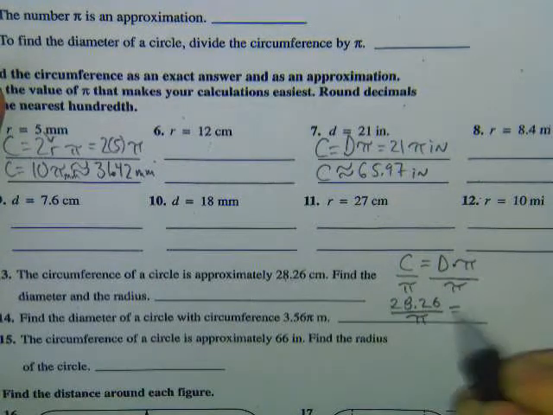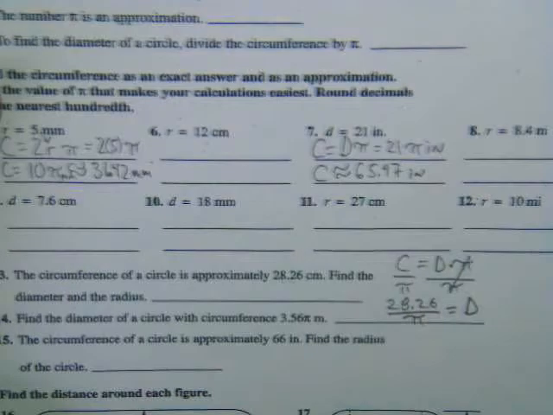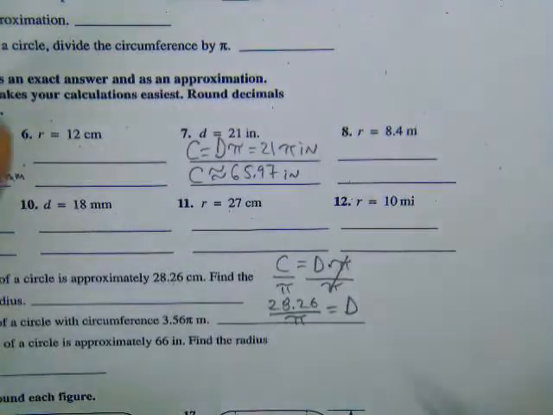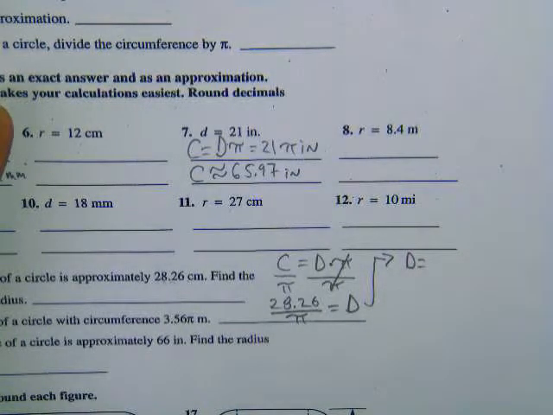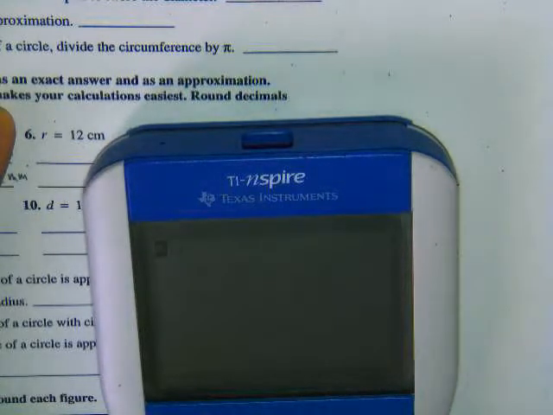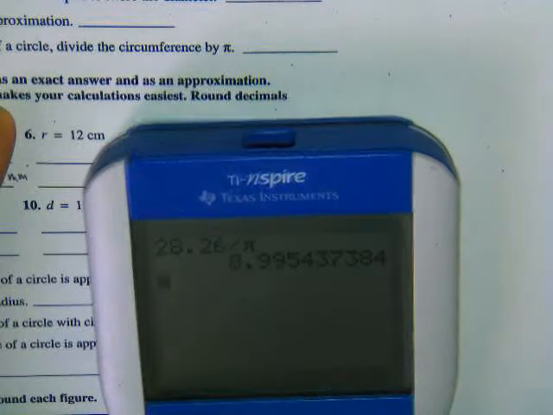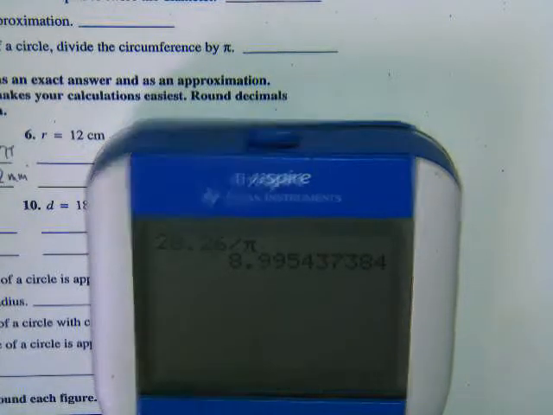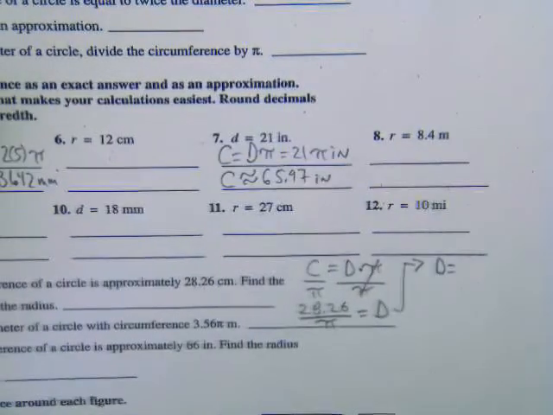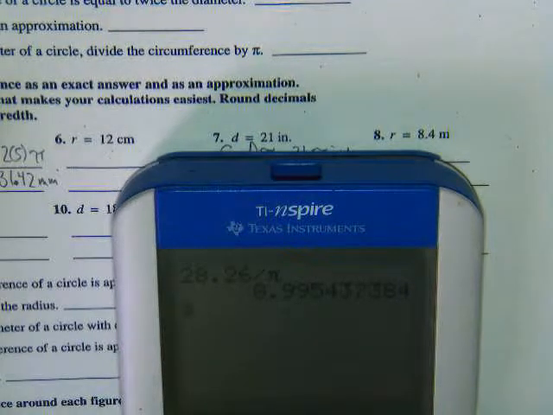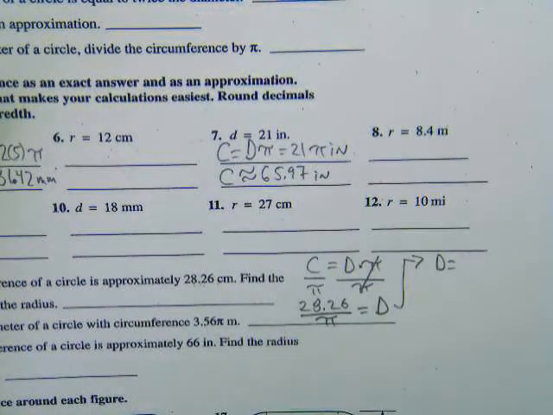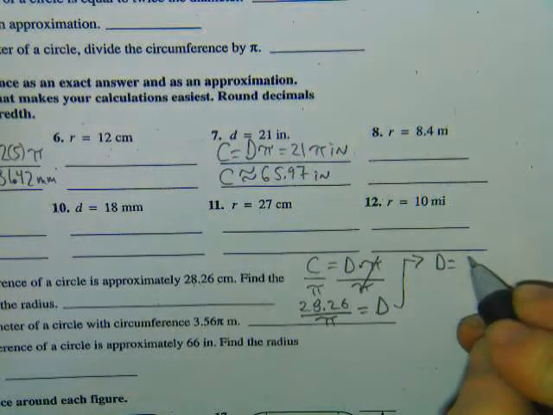By pi, those will cancel, is equal to d. Okay, so let's pull this up here. D is 28.26 divided by pi, which is 8.995, and I believe it said to approximate. I feel pretty comfortable approximating 8.995 to 9. Okay, so let's call the diameter 9 centimeters.